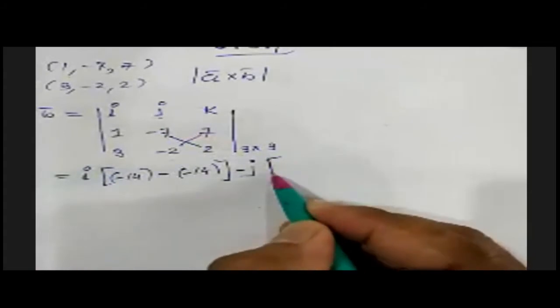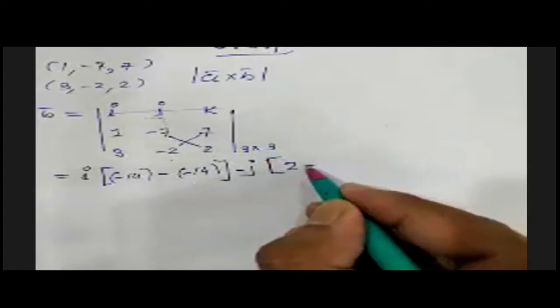Once again, same method. Close this row and column, so we have 1, 2, 7, 3. Multiplication of the principal diagonal is 2, multiplication of the secondary diagonal is 21. Similarly for K, we got minus 2 and minus 21. Between them, the minus is there also.